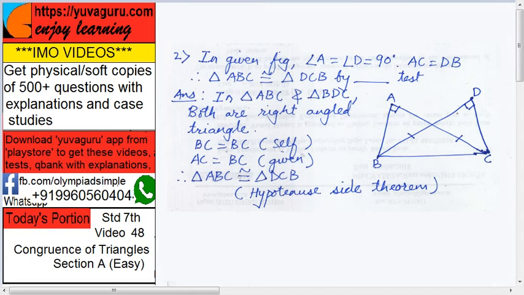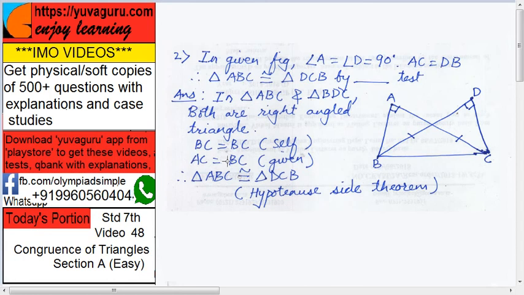Now check this. See, this is a right angle triangle. Now for a right angle triangle, there is always one very peculiar test. That is, see this, we'll see this. Both are right angle triangles. So BC equals BC, common side.